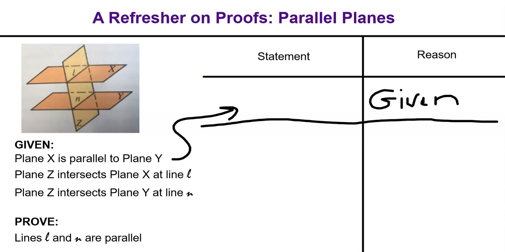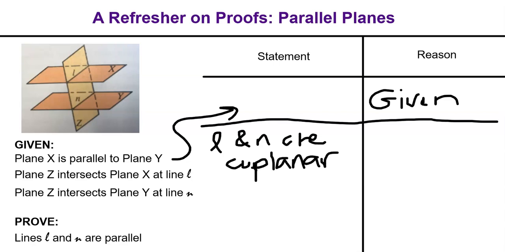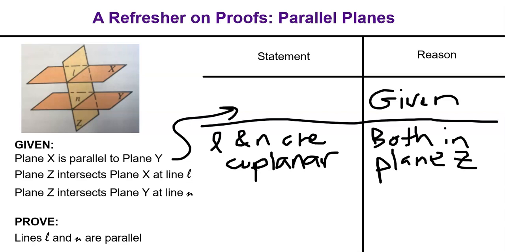Well, like we said, we need to show that they're coplanar, so we can just say L and N are coplanar, which they are. Why? Because they are both in plane Z. Great. And that is a relatively easy thing to say because that's the definition of coplanar. They are both in plane Z.